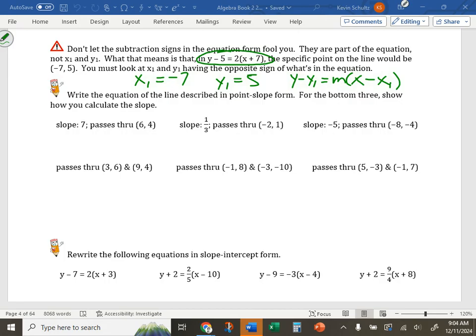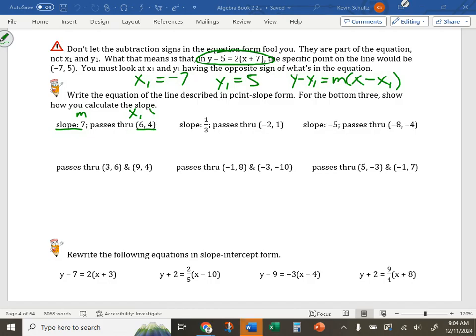Let's do the first one. It says, write the equation of the line described in point-slope form. For the bottom three, show how you calculate the slope. So for these top three, I give you everything you need. I give you the slope. I give you a point that it passes through, right? So our slope, that's m. The 6, 4, which variable in point-slope form does the 6 represent? X1, right? That specific point. I'm giving you a specific point the line passes through, therefore it's x1. What does the 4 represent? Y1.